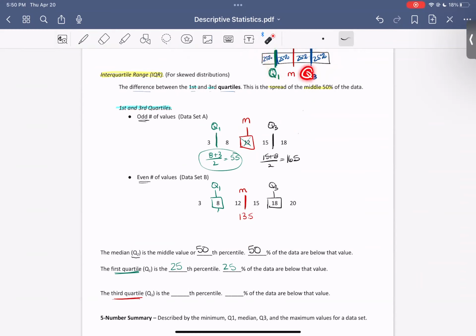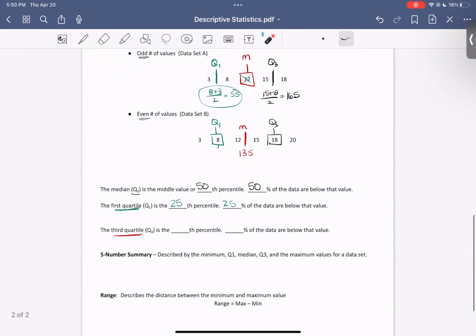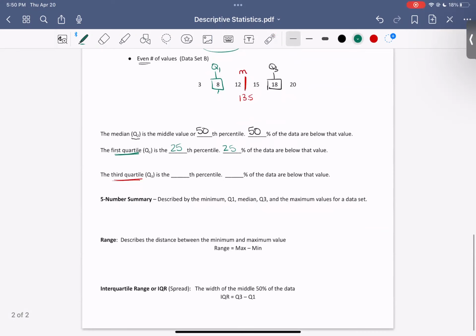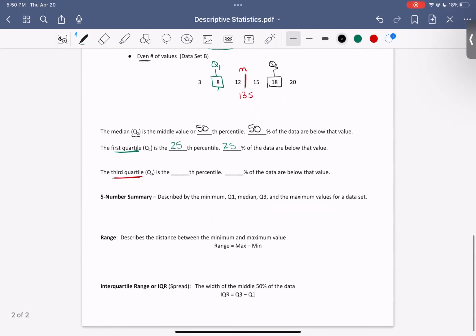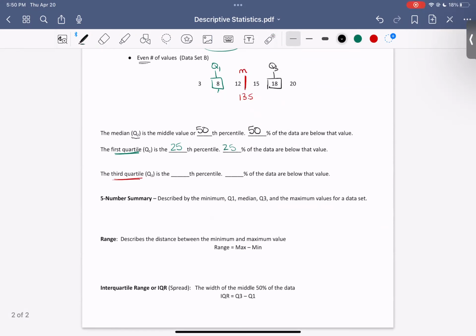So then what about for Q3? What percentage of the data is below Q3? Well, we have these 3 quarters, so they add up to 75% of the data. So Q3, or the third quartile, corresponds to the 75th percentile, and 75% of the data are below that value.